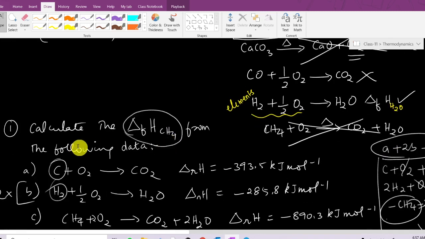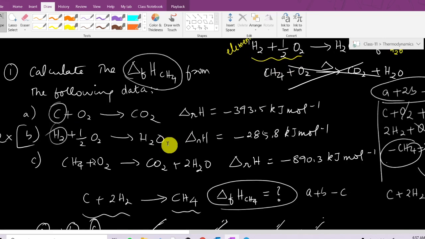Then the second application, for example, one more example I'll give you for the formation of CH4. You can take down this problem in your notebook so that you will understand how to write it. So you start writing the problem in your notebook. I will tell you how to solve this problem. Calculate the enthalpy of formation of methane, delta F H CH4, from the following data. This is how they'll ask you the question in your school test.